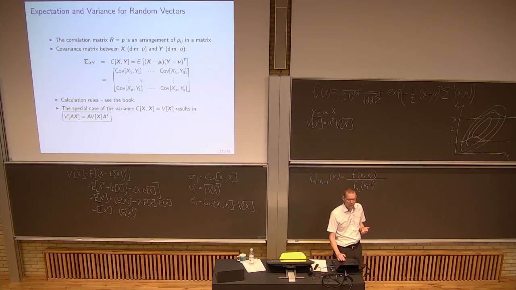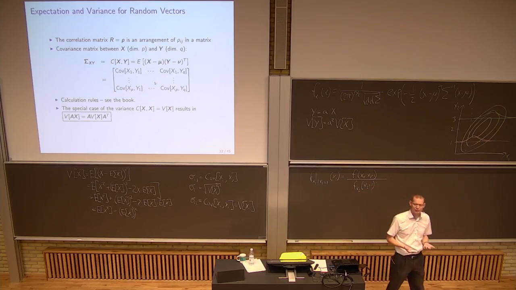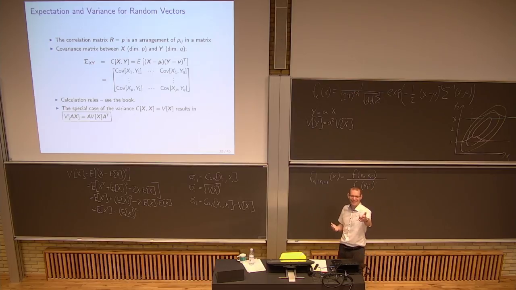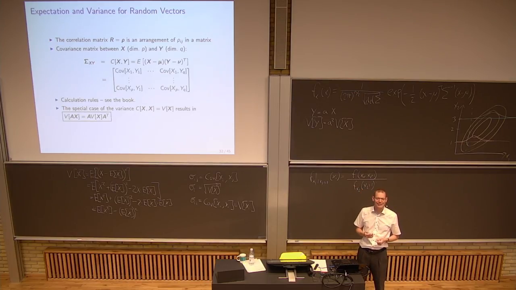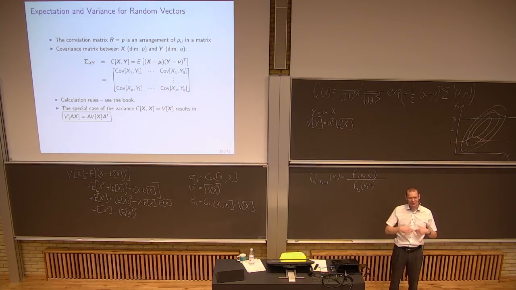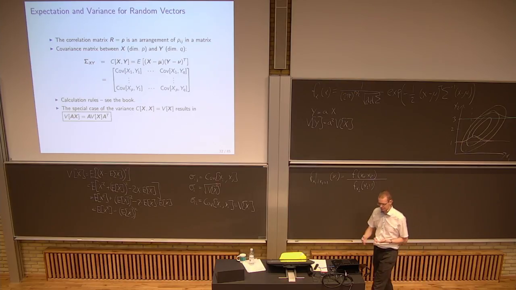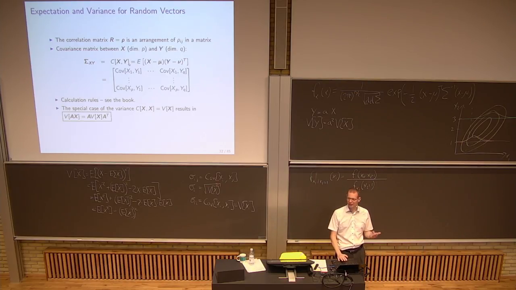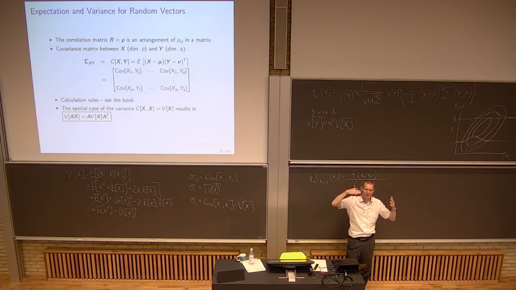Now, what happens here? Is this matrix symmetric? No, it's not necessarily square, so it's quite easy to answer that. By default, it's not symmetric. Only if you do the covariance of x and x, then of course it will be, because then you have the covariance matrix of a single variable. But when you do it between two different vectors, it's generally not.